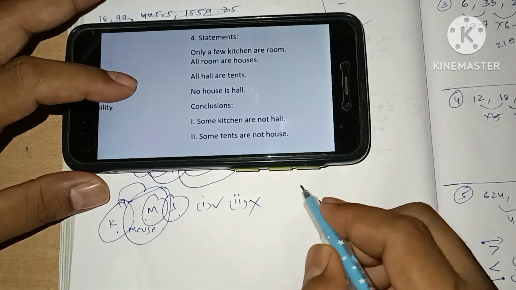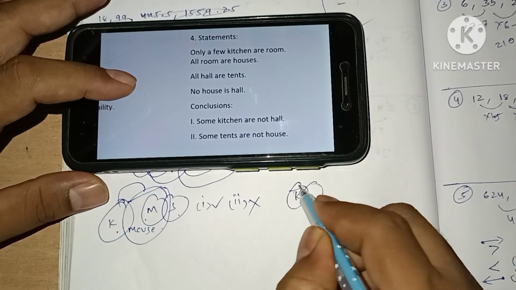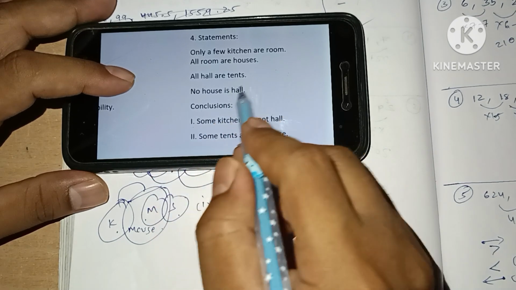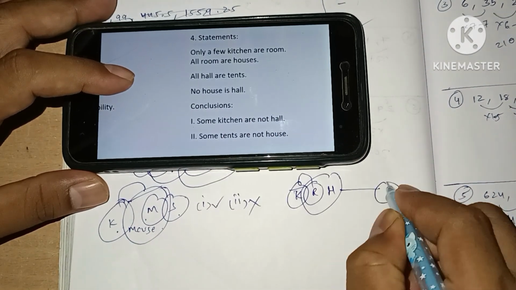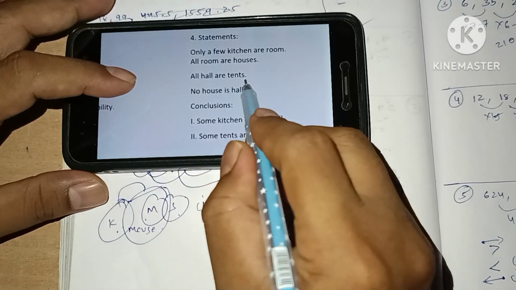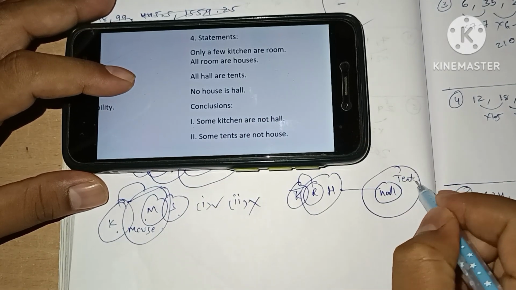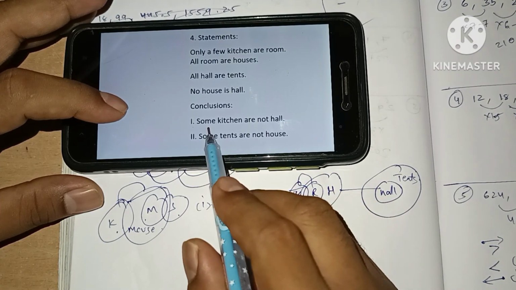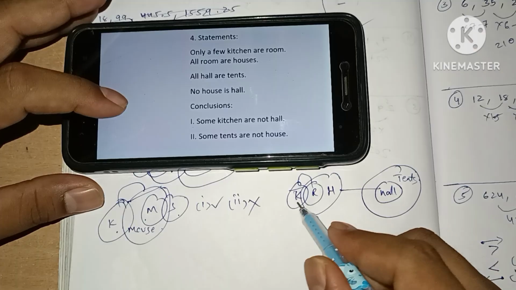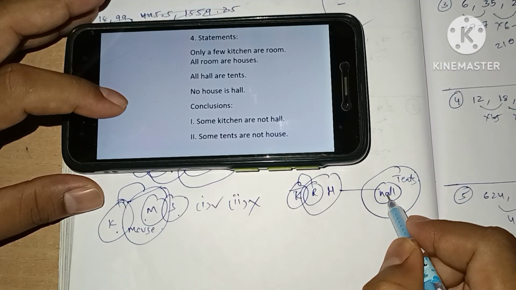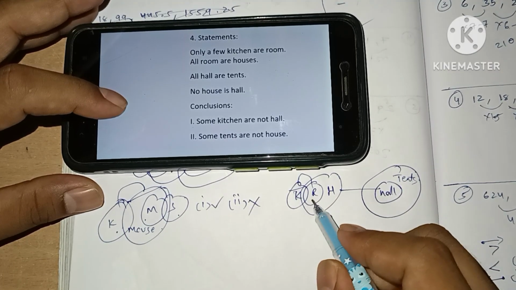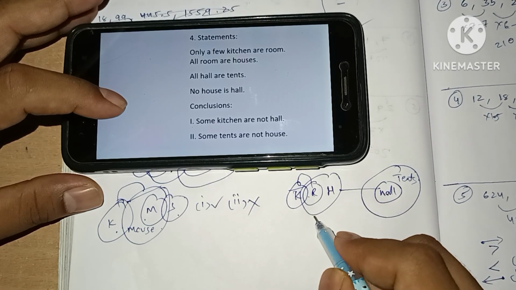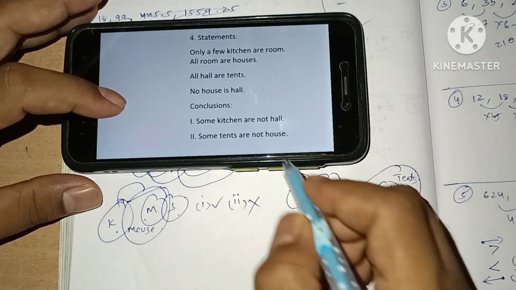Only a few kitchen are room. All room are house. No house is hall. All hall are tents. Let's see conclusions. Some kitchen are not hall. Here we see not, means we check whether all kitchen can be hall. All kitchen can be placed inside hall. Is it possible or not? No, it is not possible because R is inside H and doesn't share with the hall. So all case fails. All case fails means some not case is true.